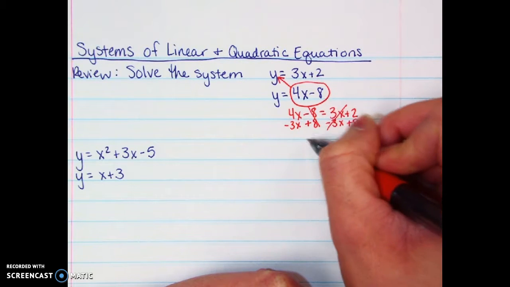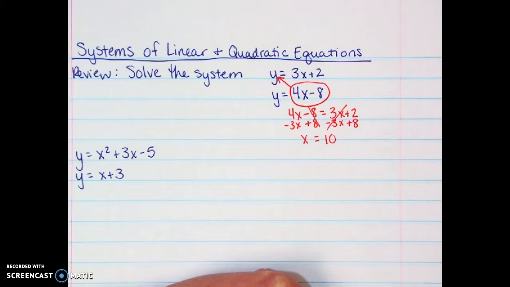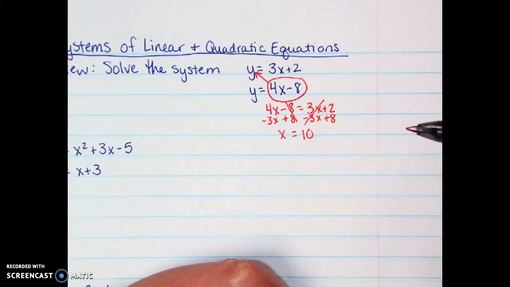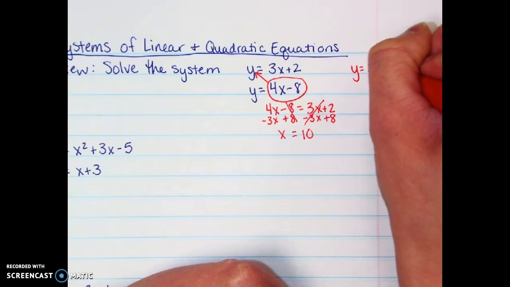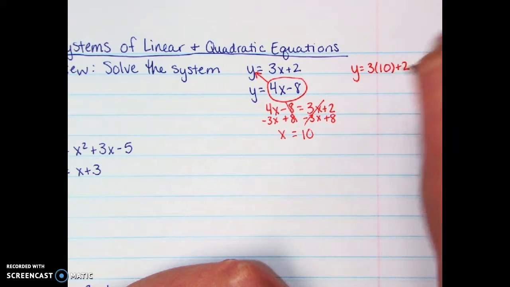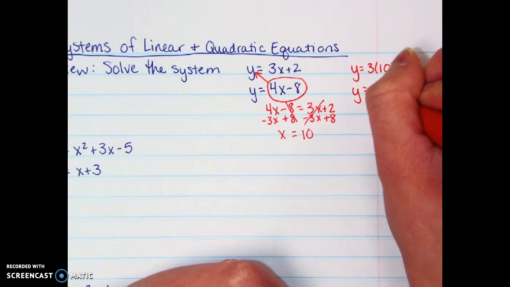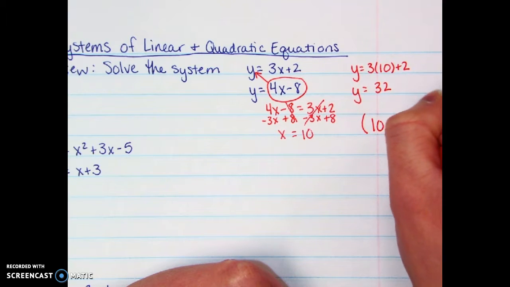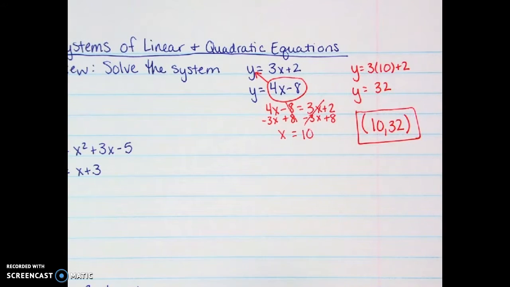That gets me over here x equals 2 plus 8, which is 10. And then I take that 10 and plug it back into one of the equations to solve for y. I'll just plug it into the top one. So y equals 3 times 10 plus 2, and 3 times 10 is 30, plus 2 is 32. So my final answer is (10, 32). Hopefully that refreshed your memory a little bit.